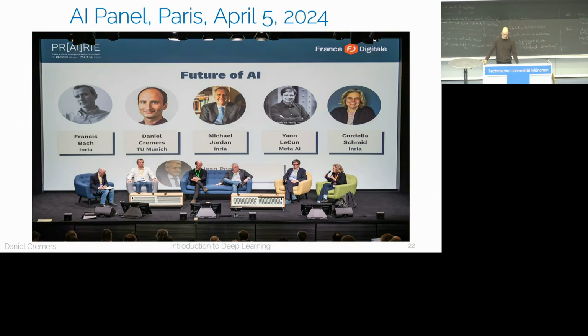AI is everywhere. There are panels on AI, the future of AI. This was earlier in Paris this year. You see one of the pioneers who unfortunately did not get a Nobel Prize, Yann LeCun, also a pioneer of deep neural networks. He got a Turing Award for it though. And Michael Jordan, very famous machine learner from Berkeley. Everyone's discussing the future of AI, and it's important, and there's a lot happening.